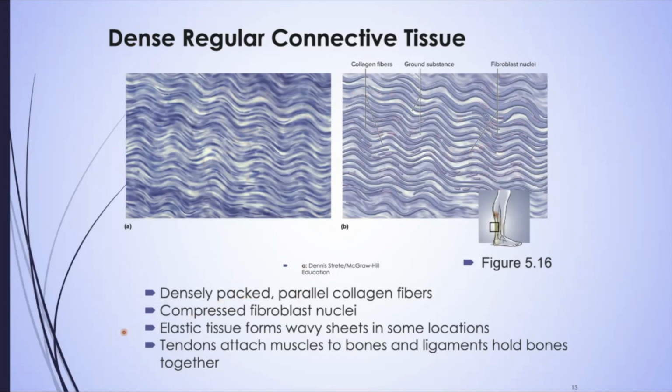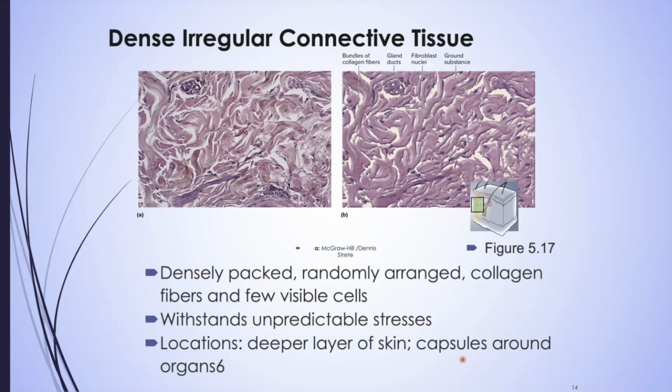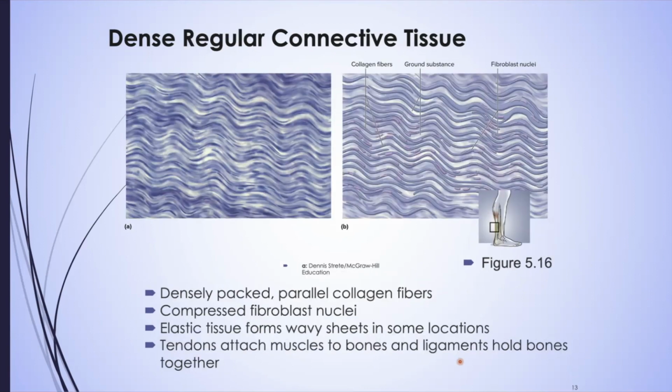So that elastic tissue is going to form wavy sheets. You're going to find this in your tendons. Your tendons, like I said before, are going to attach muscles to bones, and your ligaments are going to hold bones to bones. This is dense regular connective tissue. As you can see, regular is going to literally be in waves. They are all going in the same direction.